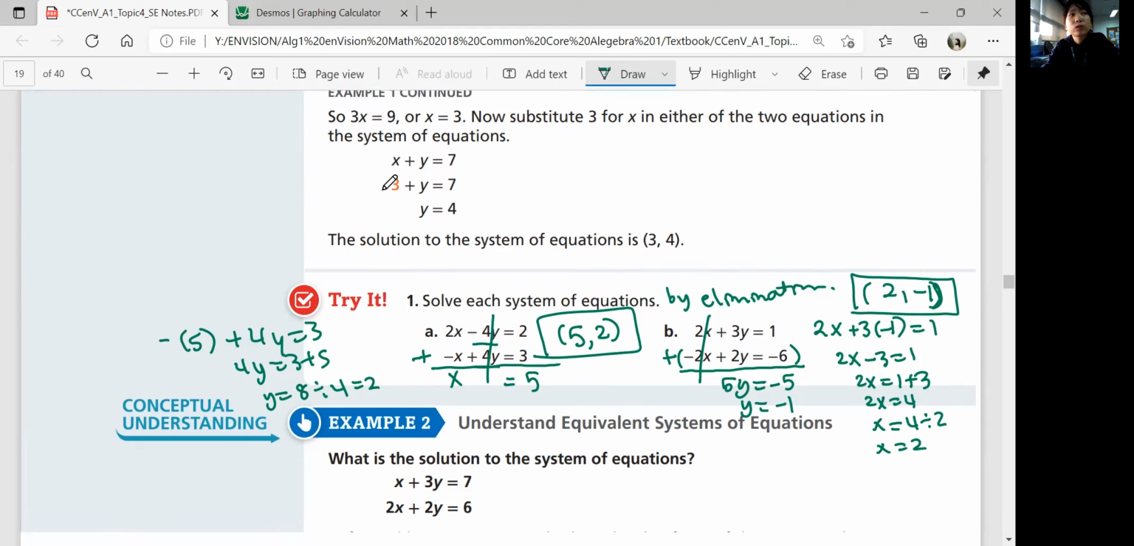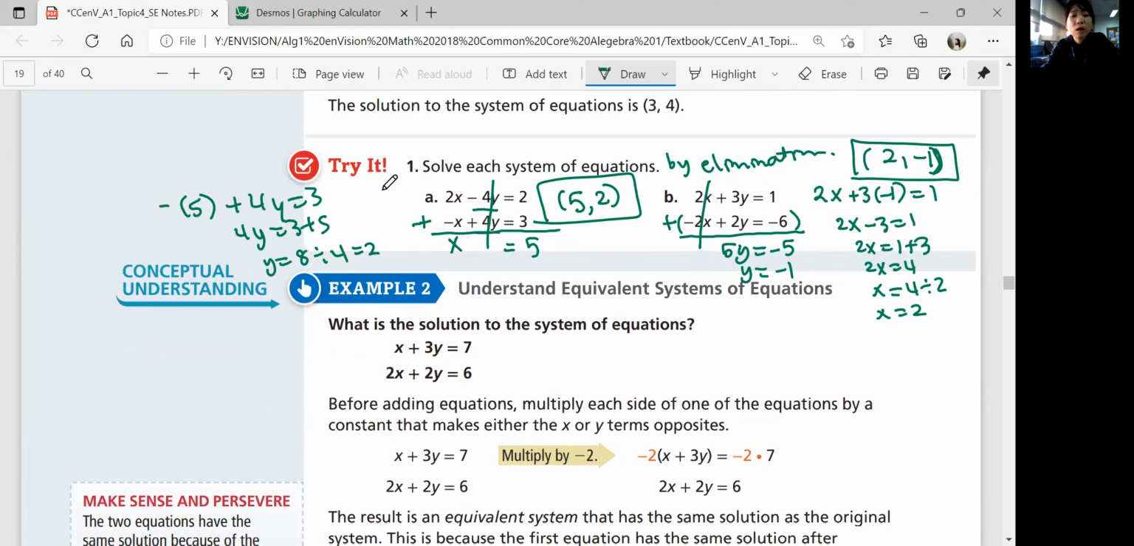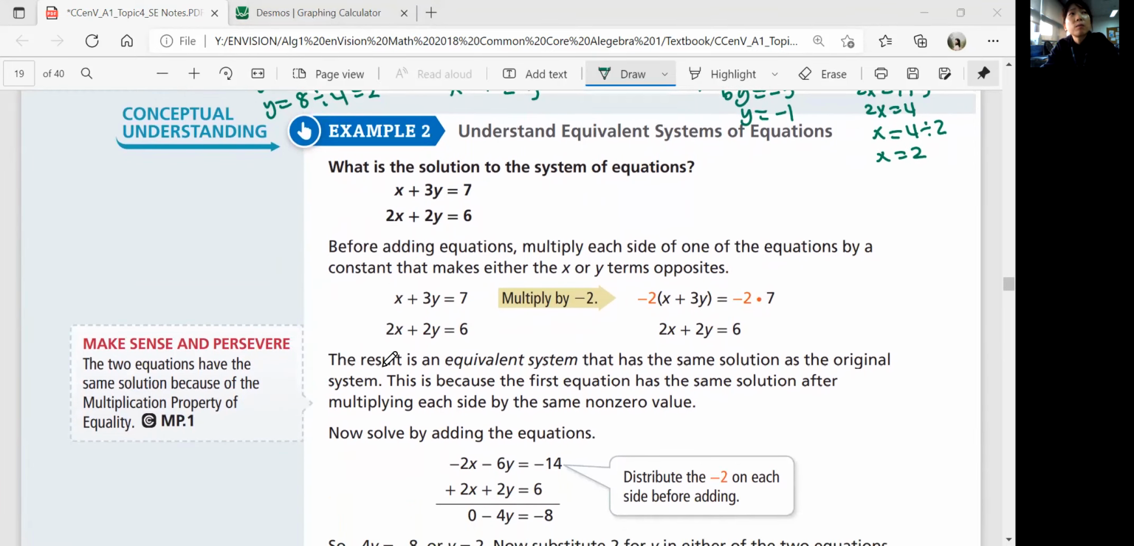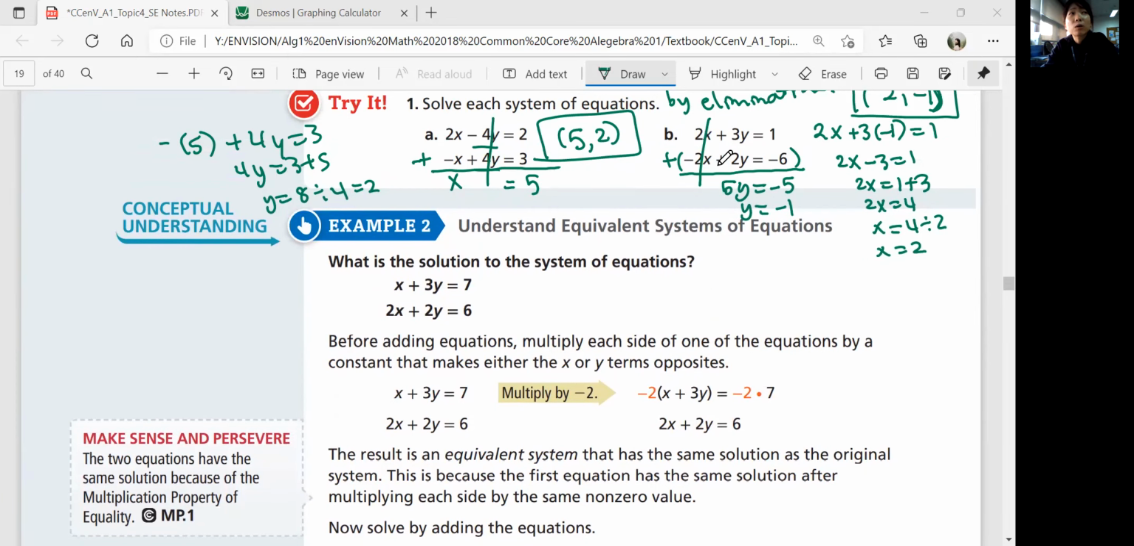Let's look at example 2. Understand equivalent systems of equations. What is the solution to the system of equations here? Before adding equations, multiply each side of one of the equations by a constant, so that it makes either the x or y terms opposite. So if you don't see a term that's matched already, you might have to match it. If you're using elimination, you have to match it.